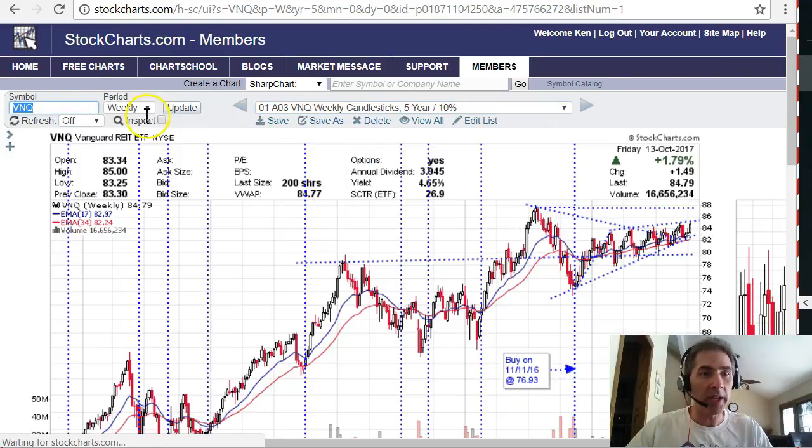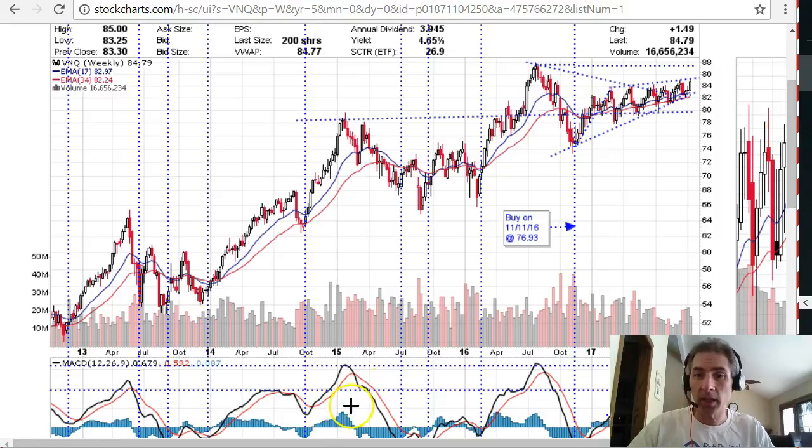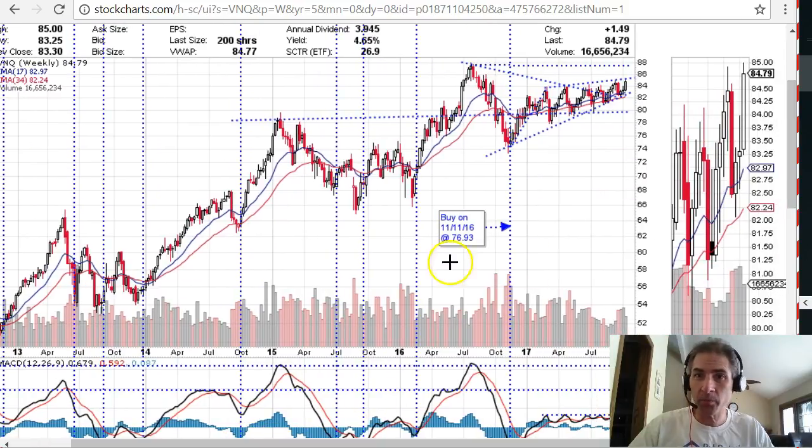VNQ. VNQ is the Vanguard REIT, which stands for Real Estate Investment Trust. It is paying a healthy dividend of 4.65%, which in this environment is a very good dividend. We had a positive week, gaining 1.79% for the week. Now, let me scroll over so you can see it here.